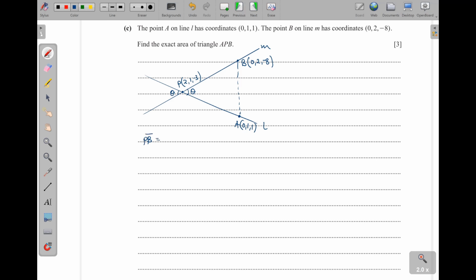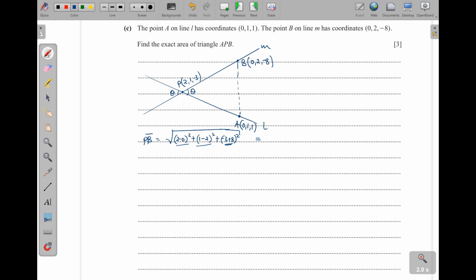PB here is going to be equal to the square root of the change in x, then the change in y, and then the change in z. So PB, we shall have 2 minus 0 squared, then plus 1 minus 2 squared, then plus -3 minus -8, so that will be plus 8 squared. Okay, so what do we get here? This is 4 plus 1, that is 5. This one here is 25.